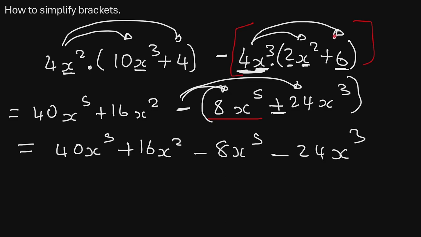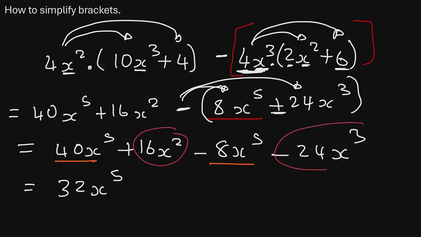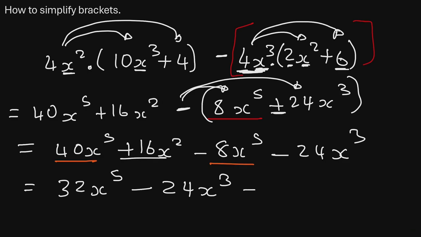So now we have to add the like terms. So remember now the like terms are going to be these ones here. So you're going to have 40 minus 8, and that is going to give us 32x to the power of 5. But remember, we have to group this starting with the highest exponent. So the x cubed is the highest, but now you move it with its sign. So this is going to be negative 24x cubed. And then we have this as positive 16x squared. So that is how you are going to solve that kind of a problem.